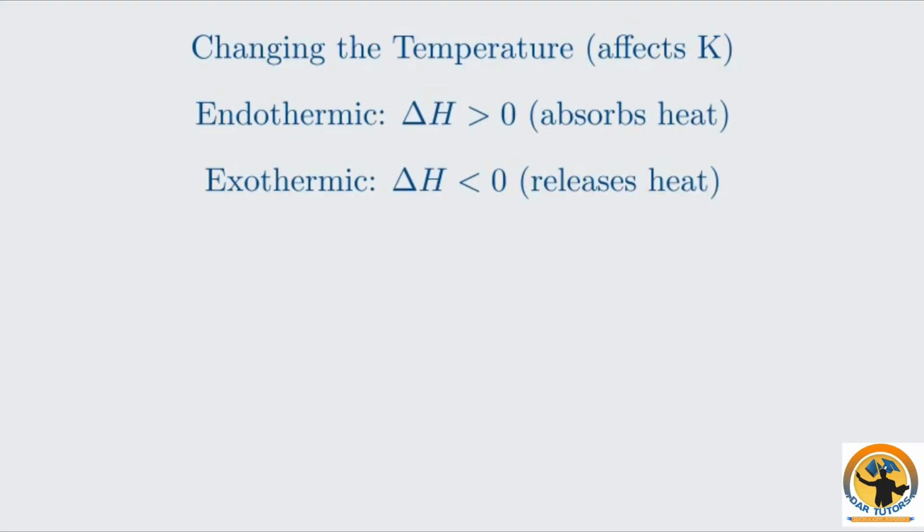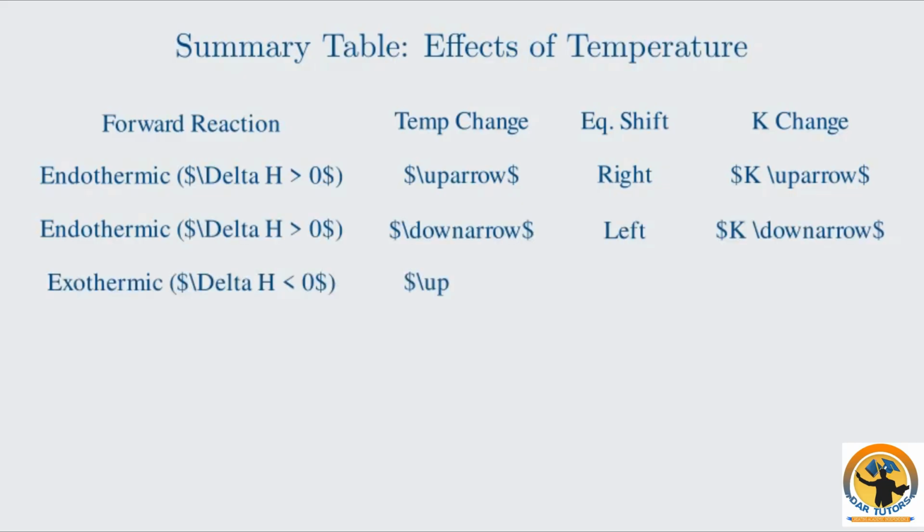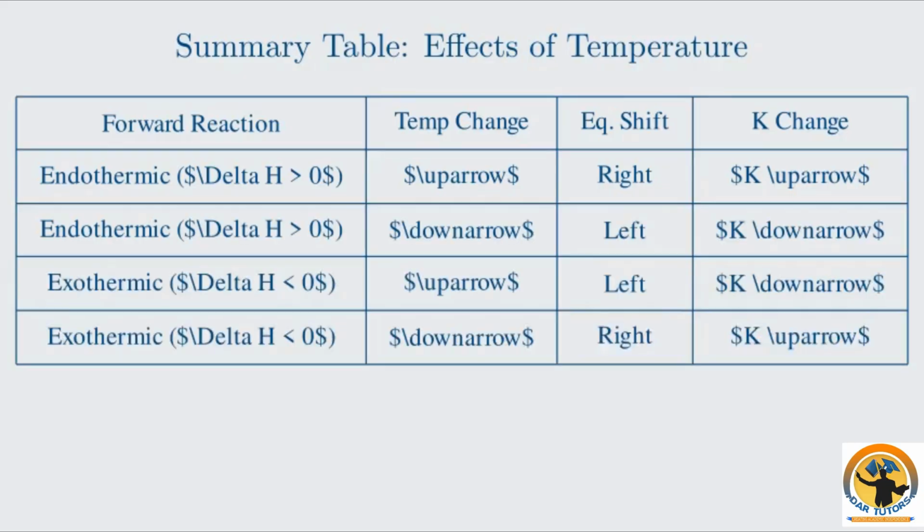Conversely, if we decrease the temperature, the system will try to warm itself up, favoring the exothermic direction, which is the direction that releases heat. Let's summarize. For an endothermic forward reaction, an increase in temperature shifts the equilibrium to the right, and the value of K increases because more product is formed.